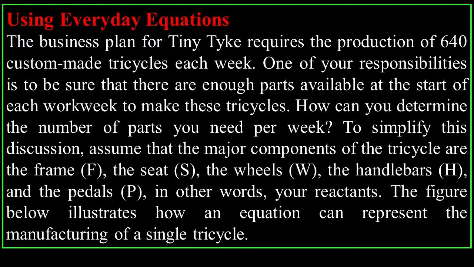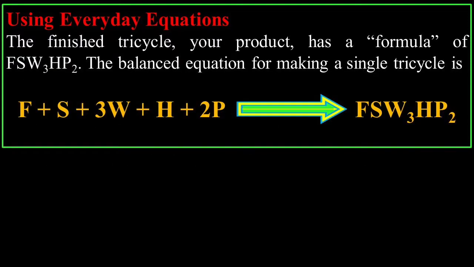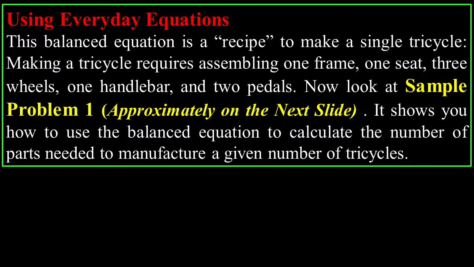The figure below illustrates how an equation can represent the manufacturing of a single tricycle. The finished tricycle, your product, has a formula of FSW3HP2. The balanced equation for making a single tricycle is F plus S plus 3W plus H plus 2P yields FSW3HP2. Frame, seat, wheels, handlebars, and pedals. This equation is a recipe to make a single tricycle. Making a tricycle requires assembling one frame, one seat, three wheels, it's a tricycle, one handlebar, and two pedals. Now look at sample problem one, approximately on the next slide.